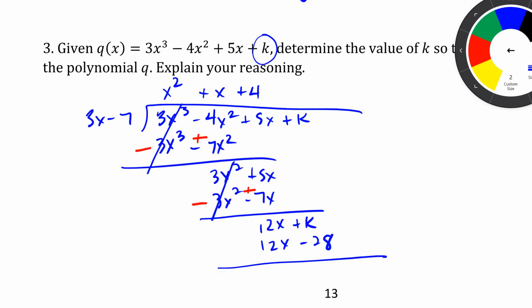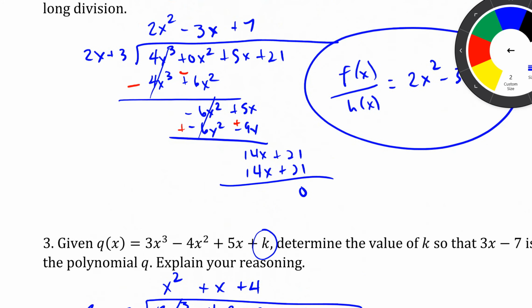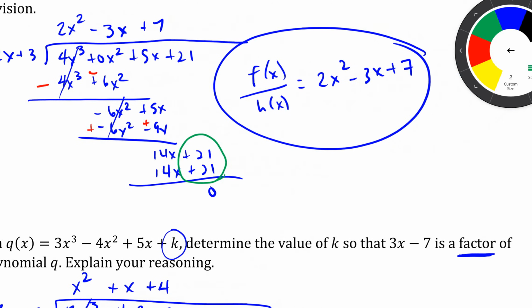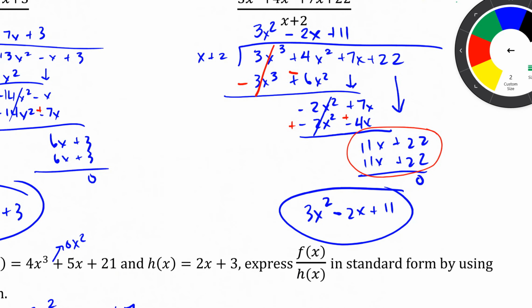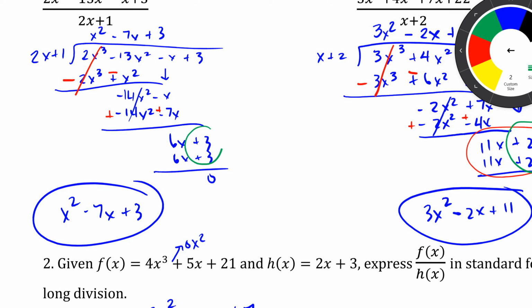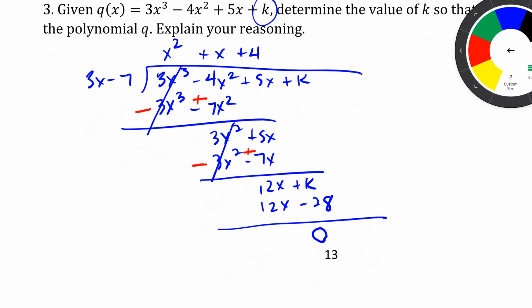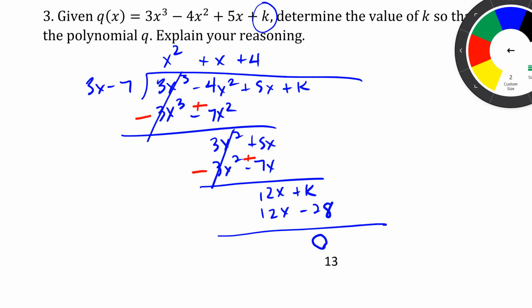Now, let's think. What does k have to be so that this remainder is 0? Well, if you look back at the previous few examples, when the remainder was 0, these two numbers were the same value, there, and there. So to get a remainder of 0, essentially we want the two expressions at the end to be exactly the same. So what that tells me is that I want k to equal negative 28.